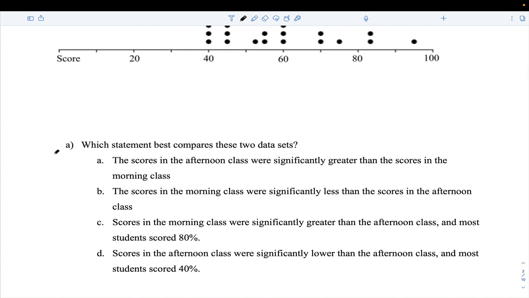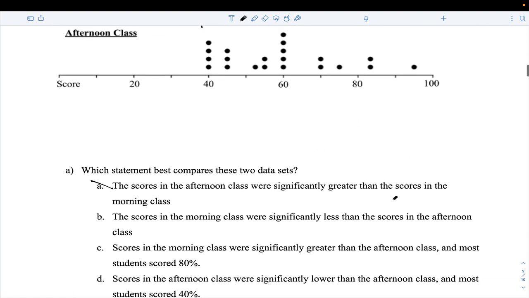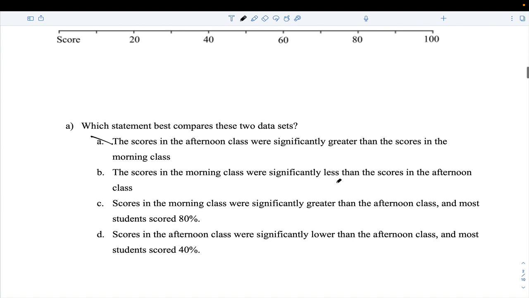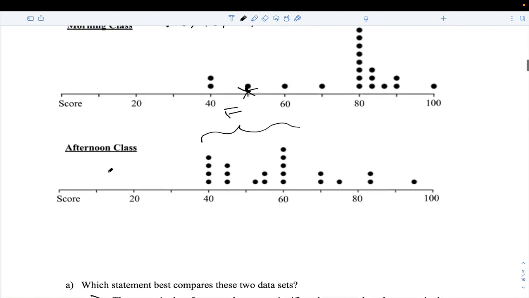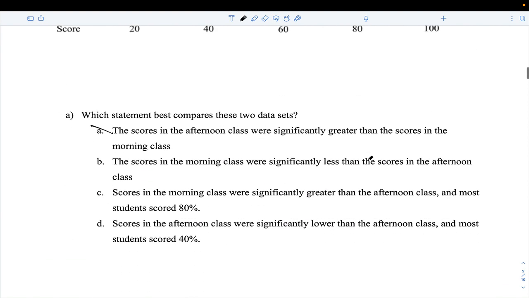Read B for me, Logan. The scores in the morning class were significantly less than the scores in the afternoon class. Same type of talk, or same type of detail? And would this be yes or no? Let's check. Morning is less than the afternoon. This is the morning class, and we have a lot of 80s, 90s, and 100. I'm going to cross that one out too. That's not true.